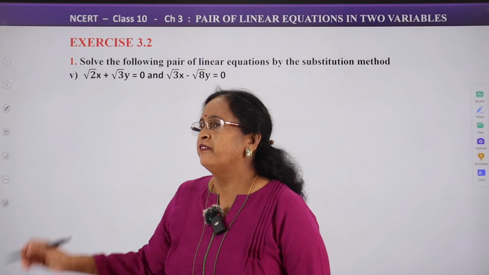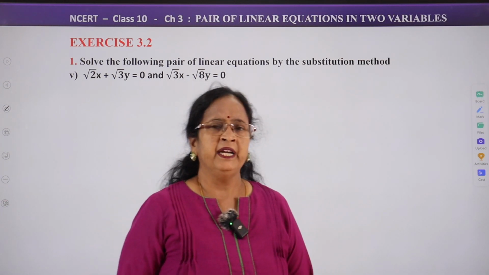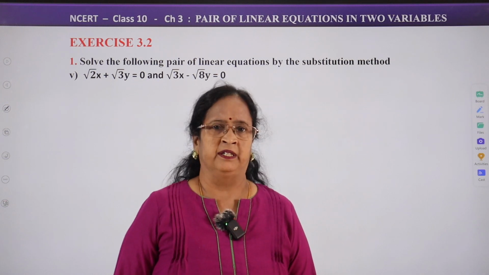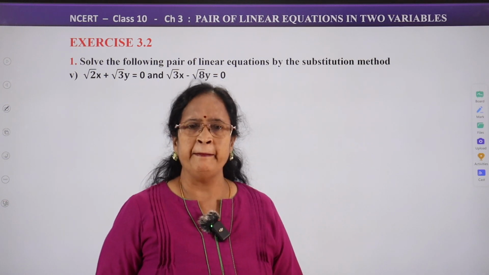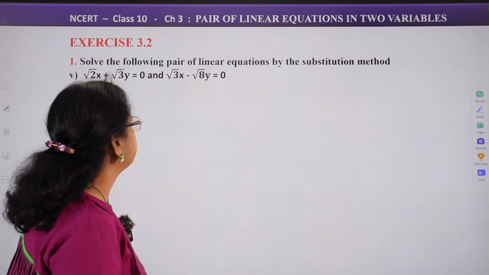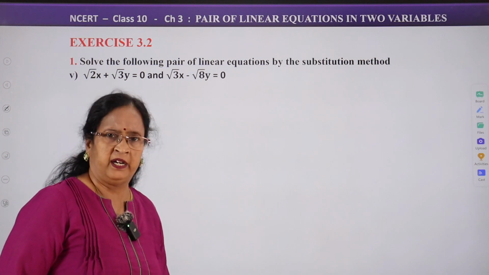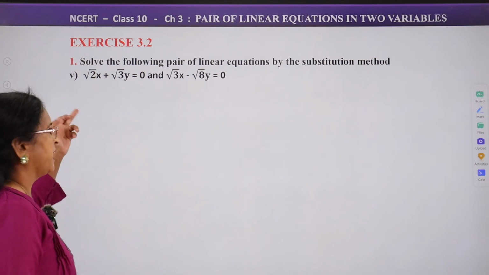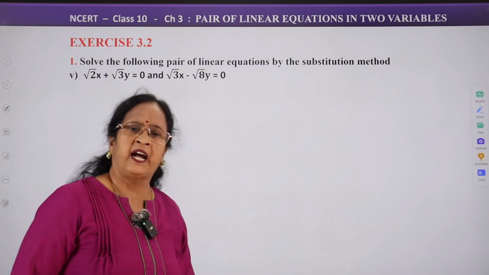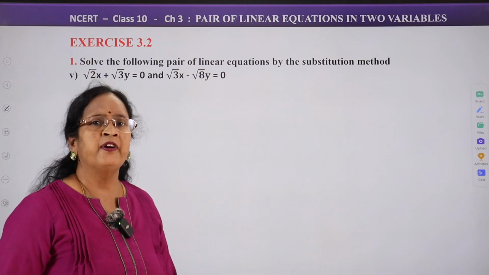Now, we were solving the linear pair of equations by substitution method. Now, some more of them with the exercises of the book, of this chapter. Now, exercise 3.2, question 1, part 5. Till last video we had done till part 4. We are starting with part 5.